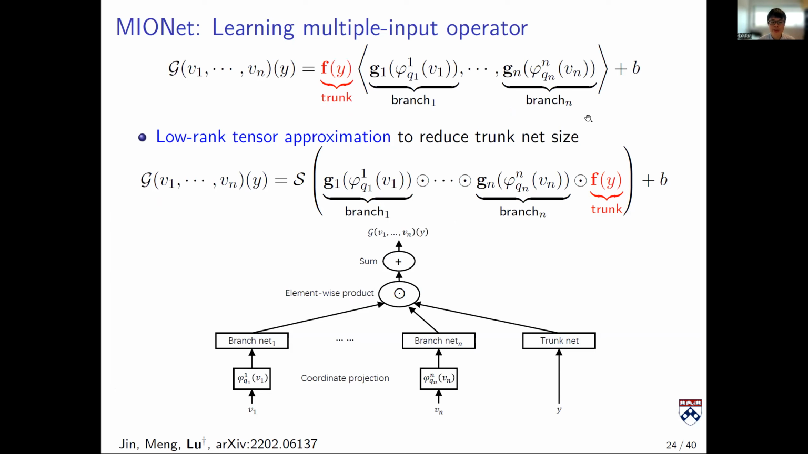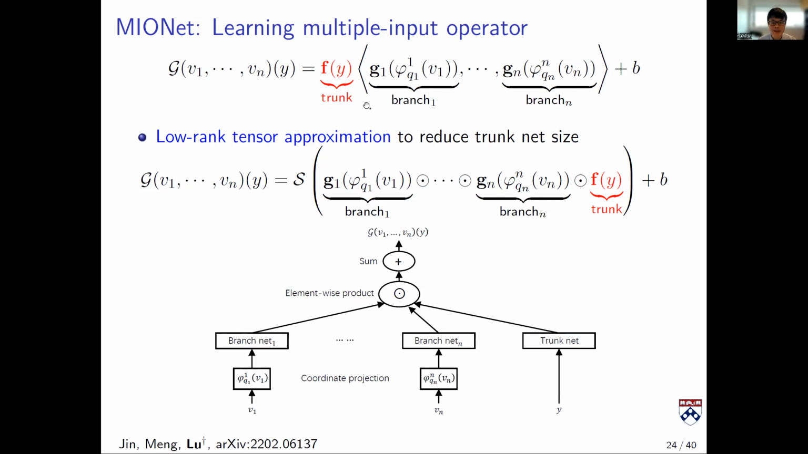When we proved the theory, we applied this equation as a construction of the network. So we have n inputs, v1 to vn. First, for each single input v, we need one network. We call it branch net 1 to branch net n. Then we have n outputs. These are n vectors. Then for the output of the trunk net, f could be another network. So this is the output of the trunk net for the input of y. Then this one is an n-dimension tensor. Then we do a tensor product between the f and also these n vectors here. So this is what we applied to the proof of the theorem.